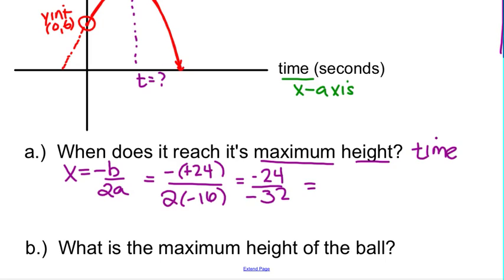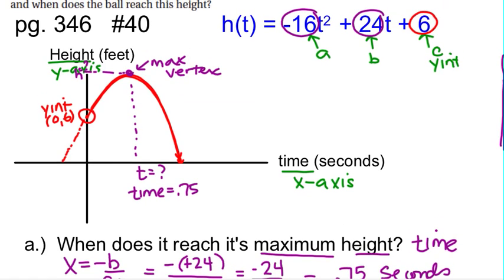And then we simplify that fraction. Negative negative is a positive, and then 0.75 seconds. So almost a second is our time. That's your x of your vertex. And now we want to find the y, which is the height.